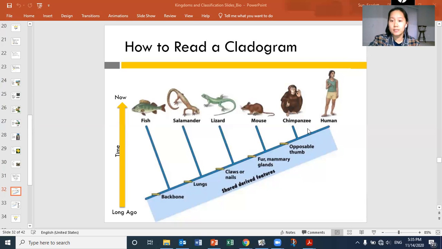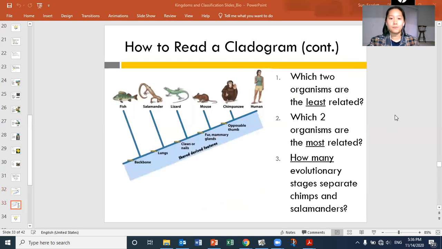And you can see the traits that if you go back in time, they were developing slowly to become more complex traits, right? So the backbone developed here, which means that everything after it has a backbone, right? Fish, salamanders, lizards, mice, chimpanzees, and humans all have backbones, right? But the fur and the mammary glands developed up here. So you know that anything to the left or behind that branched off does not have fur or mammary glands. So like the lizard, the salamander, and the fish don't have fur or mammary glands because they are to the left side of this trait, okay?